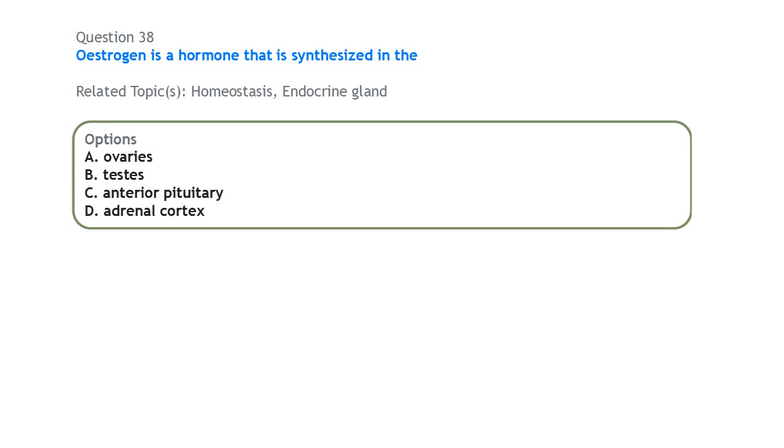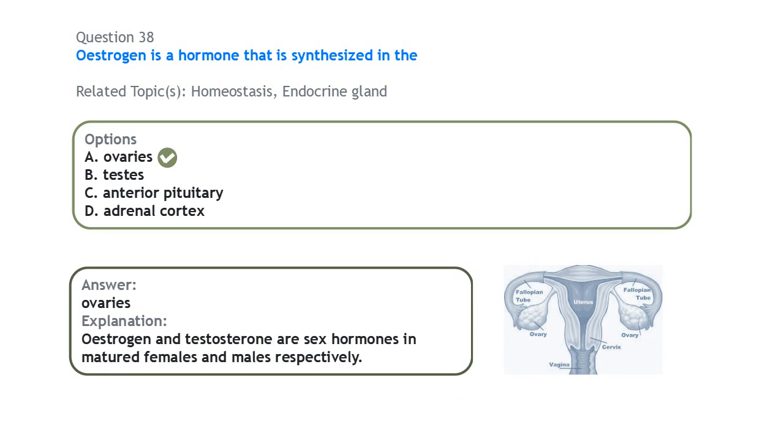Next, on homeostasis, estrogen is a hormone that is synthesized in the ovary. The estrogen is the female sex hormone, while the testosterone is the male sex hormone, which is produced in the testes. So you have the estrogen from the ovaries and the testosterone from the testes.